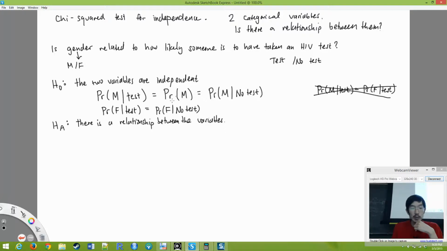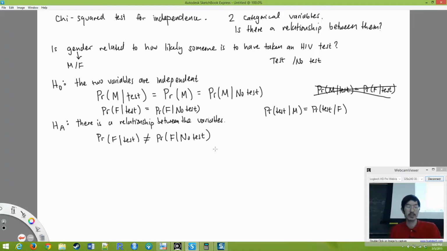Okay, these ones are okay. Also okay would be probability of test or no test given male, is that equal to probability of test given female? These are all different ways to express that two variables are independent symbolically. Okay, for the alternative hypothesis, the relationship between the variables, whatever you used in the null hypothesis, just change that. So if you did female given test, then say female given test does not equal whatever you might have.